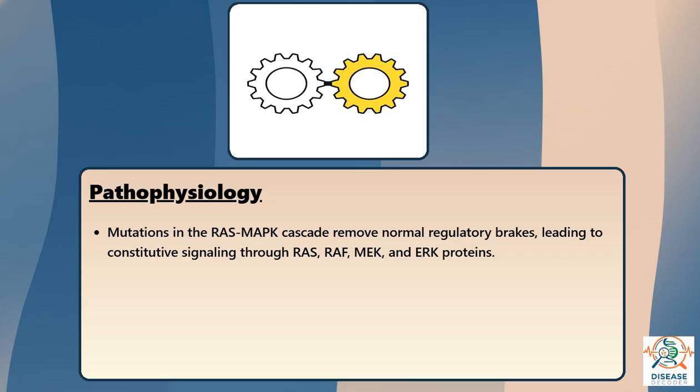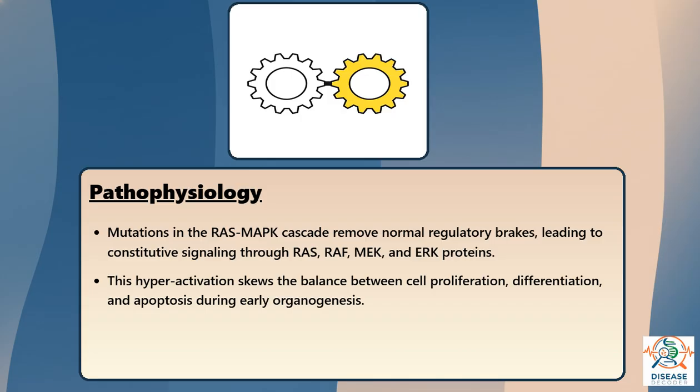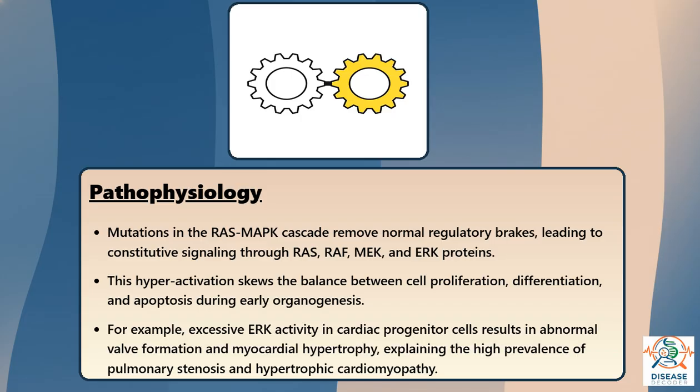Mutations in the RAS-MAPK cascade remove normal regulatory brakes, leading to constitutive signaling through RAS, RAF, MEK, and ERK proteins. This hyperactivation skews the balance between cell proliferation, differentiation, and apoptosis during early organogenesis. For example, excessive ERK activity in cardiac progenitor cells results in abnormal valve formation and myocardial hypertrophy, explaining the high prevalence of pulmonary stenosis and hypertrophic cardiomyopathy.